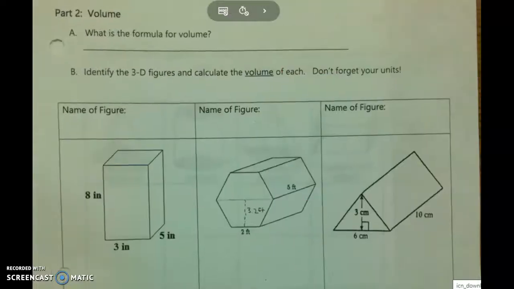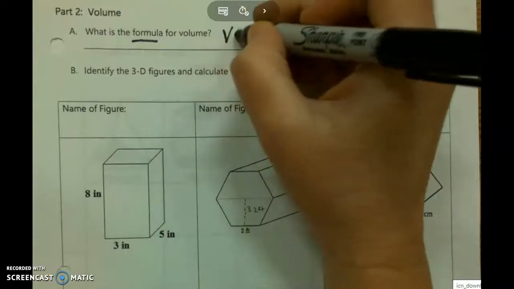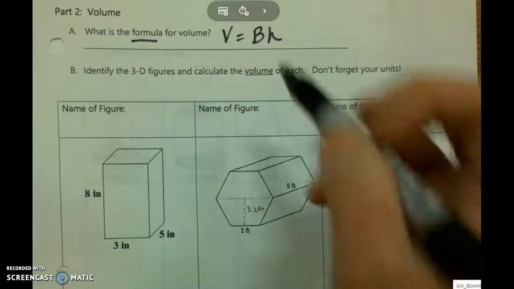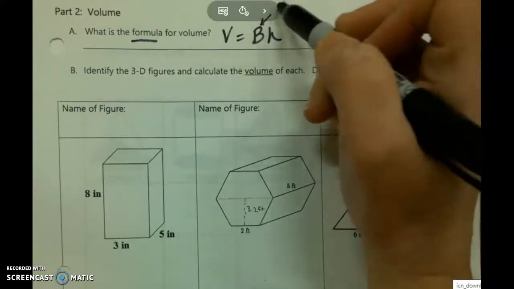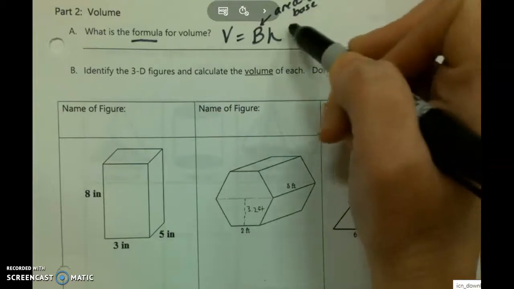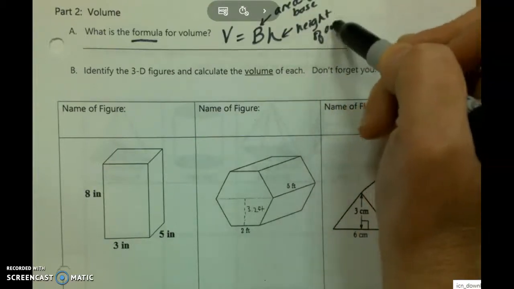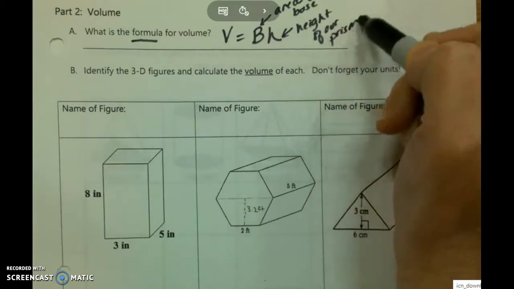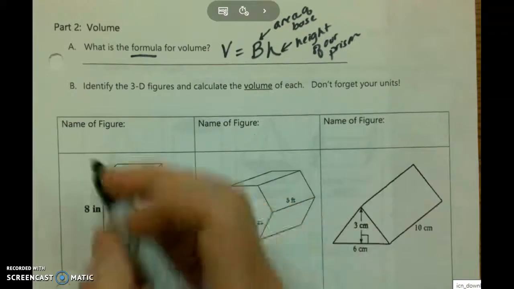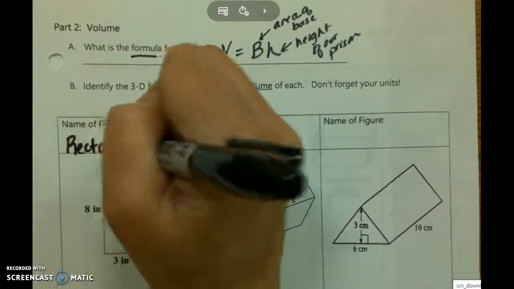Okay, I'm going to go over the answers to your volume quiz. First of all, we know the formula for volume is capital B times H, where B stands for the area of the base, and H is the height of our prism. Okay, so we've got our formula. Now we need to identify this was a rectangular prism.